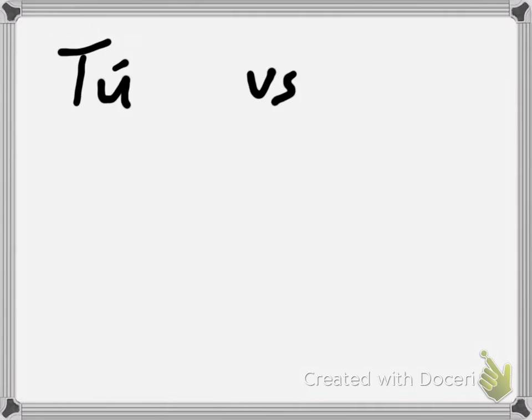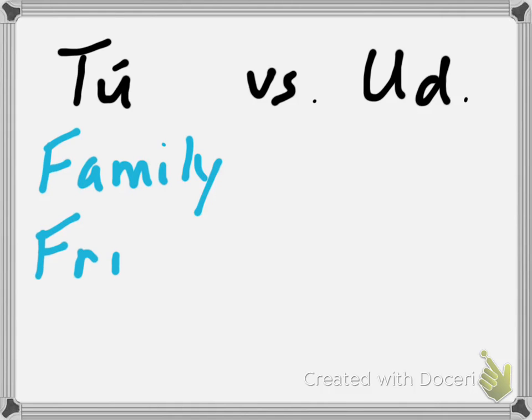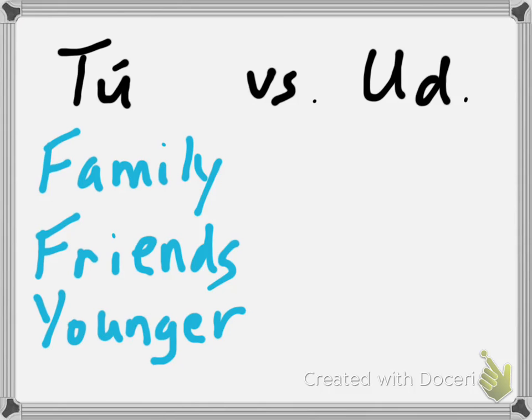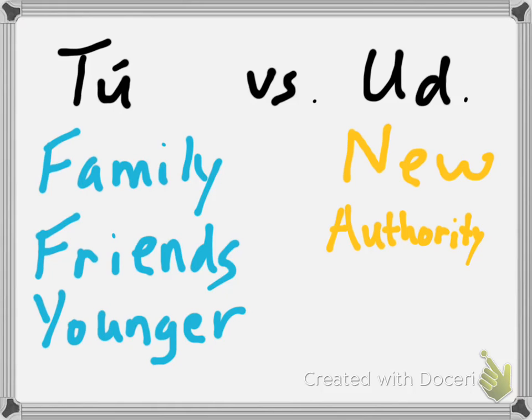Now we're going to talk about the differences between tú and usted. I've abbreviated usted on this. You can abbreviate it as UD, and you'll see that every once in a while. Tú versus usted. Tú is the informal. You use it with people that you're more familiar with, such as your family, your friends, and people that are younger than you. Usted is more formal, so you would use it more with people that are brand new to you. You're just barely getting to know them. Authority figures, such as your teachers, your boss, people that have authority over you, as well as older people, just to kind of show respect.